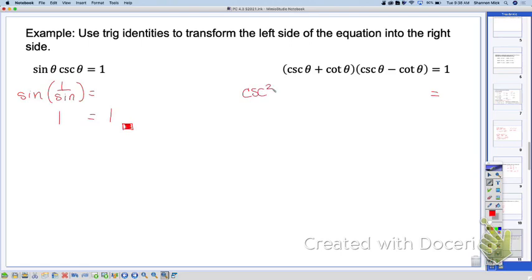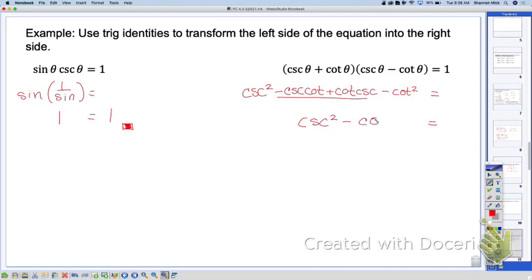Cosecant squared minus cosecant cotangent plus cotangent cosecant minus cotangent squared. Okay, did I tell you those two would zero out? Yes. Now, we don't show that, guys. Just the next step is gone. Got it? So I have cosecant squared minus cotangent squared.